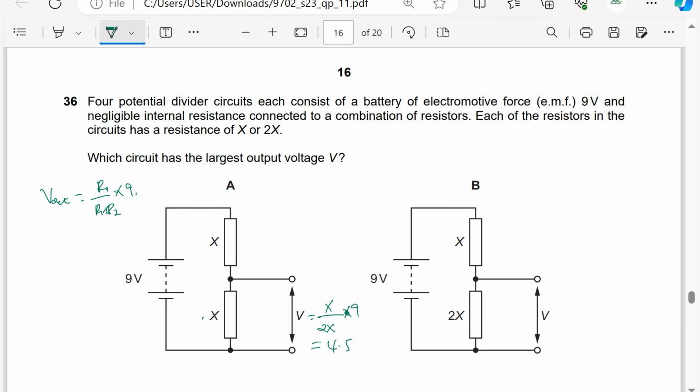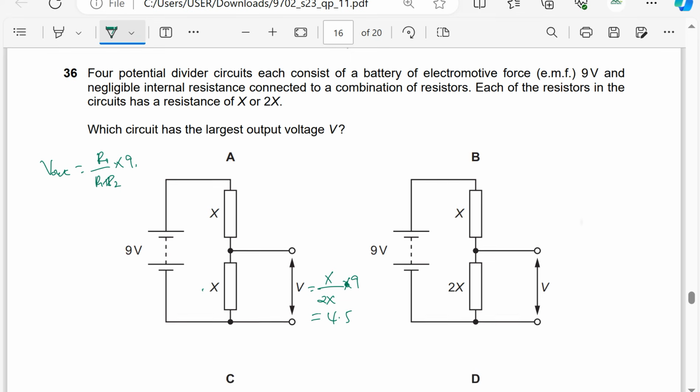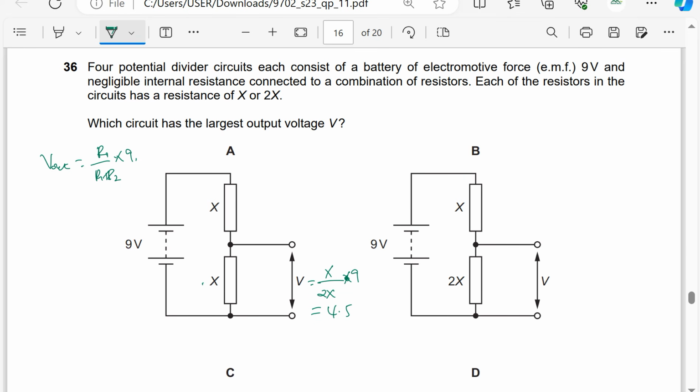Then here, V is going to be resistance 2x divided by total resistance, which is 2x plus x, which is 3x, then times 9, which is 2 over 3 times 9. I think this is 6 volts.